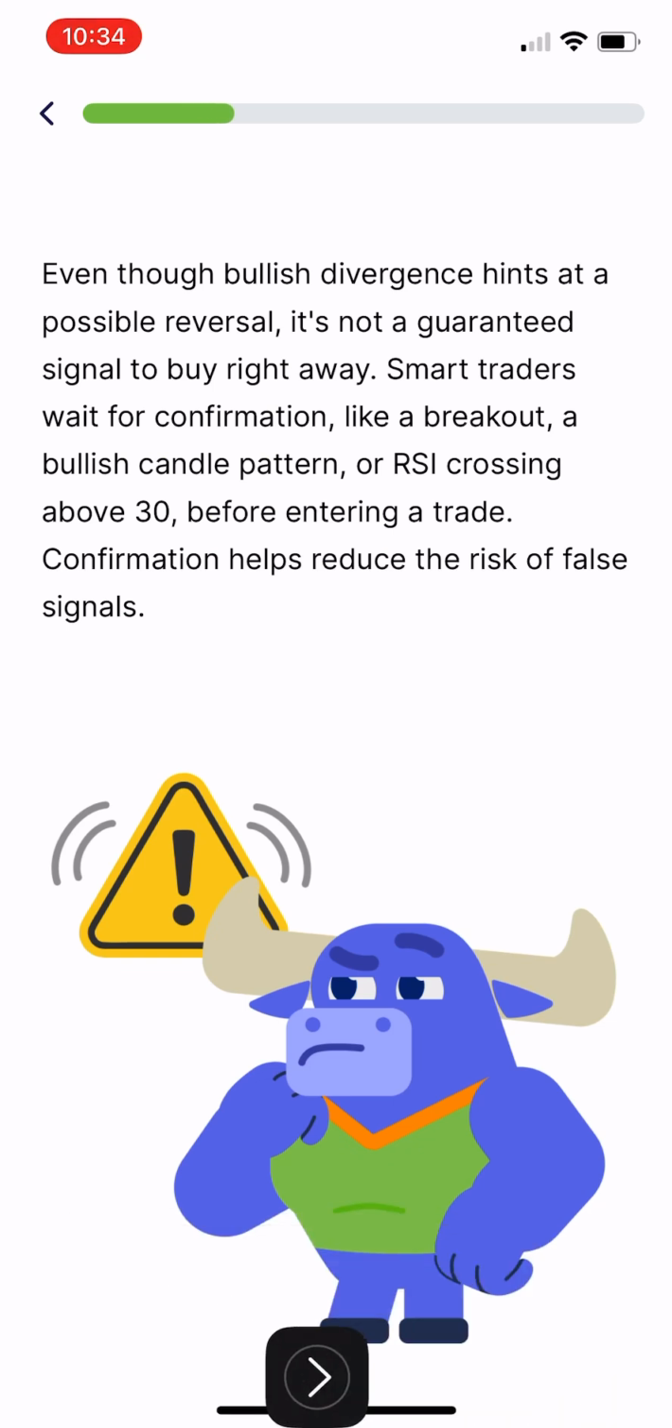Even though bullish divergence hints at a possible reversal, it's not a guaranteed signal to buy right away. Smart traders wait for confirmation, like a breakout, a bullish candle pattern, or RSI crossing above 30, before entering a trade. Confirmation helps reduce the risk of false signals.